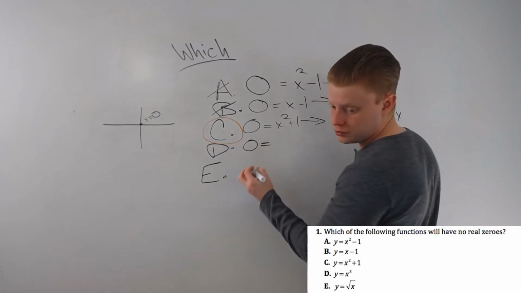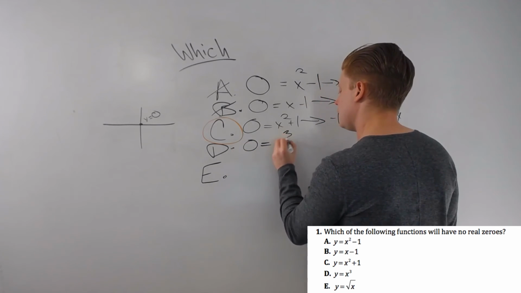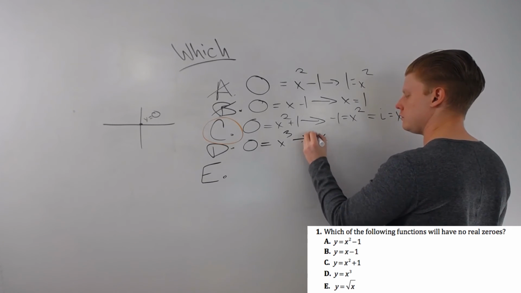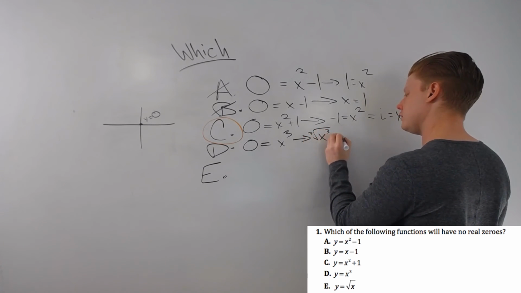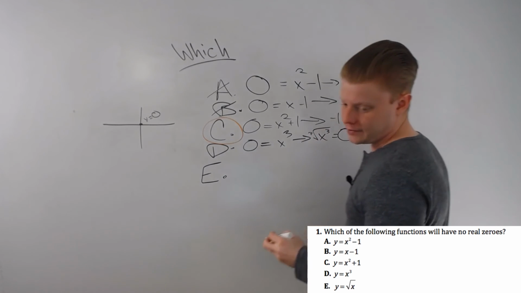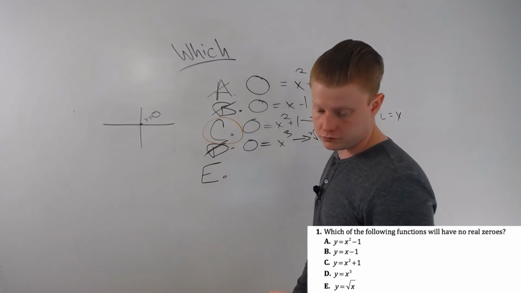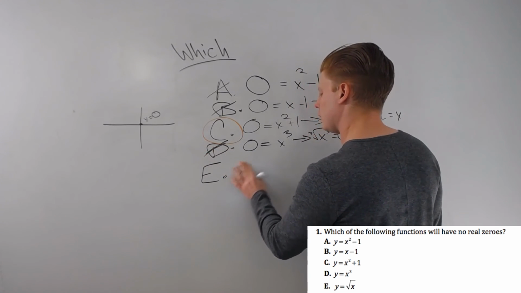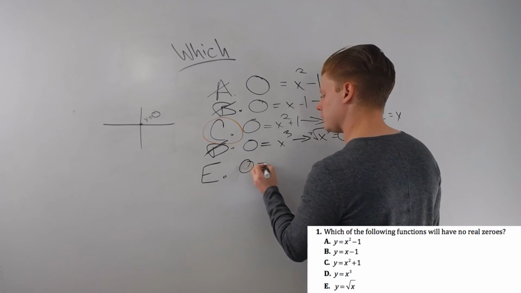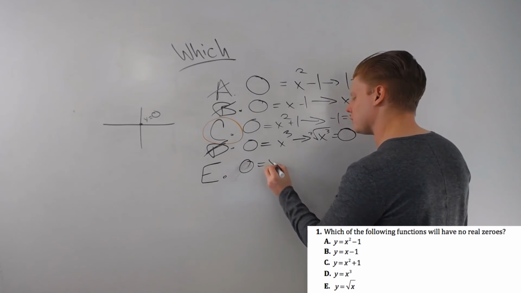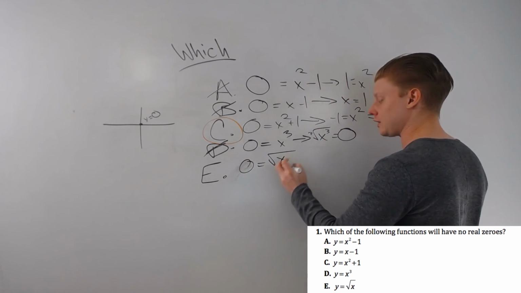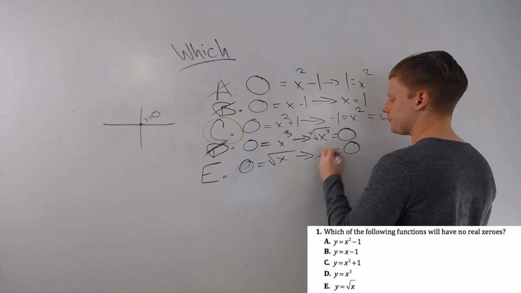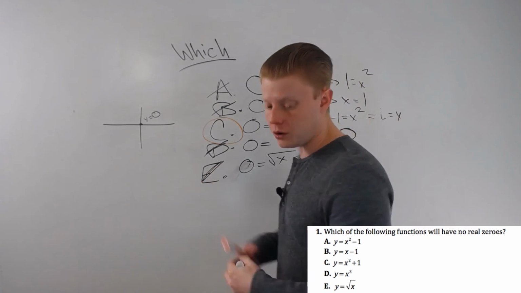0 is equal to x cubed. Well, the cube root of 0 will be 0. So that has a real number zero. 0 is the real number 0. y equals the square root of x. Oops. Well, 0 is equal to the square root of x. Square both sides to get rid of my radical. x is equal to 0 as well. So E is out. That's all you need to do on these.